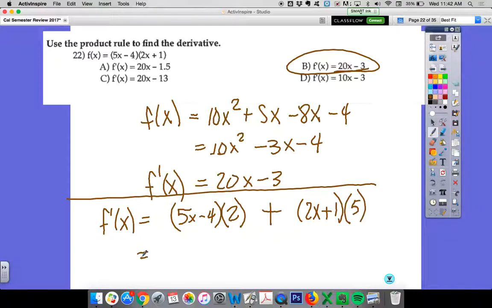So at this point, you just multiply this out, and you got 10x minus 8. And this one ends up giving you 10x plus 5. So there's your 20x minus 3. So it's the same answer. This one's with the product rule, and the top one is just multiplied out. I don't care which way you go. I was doing the same problem again, a different way, giving you options.